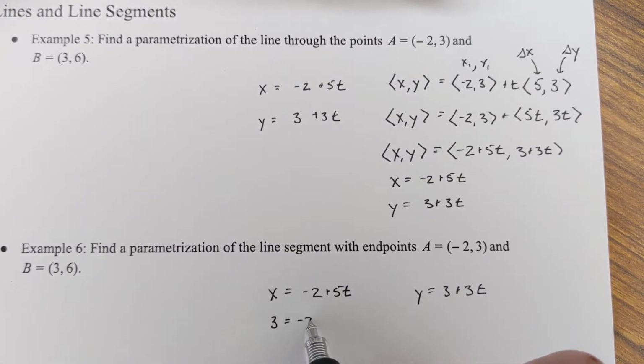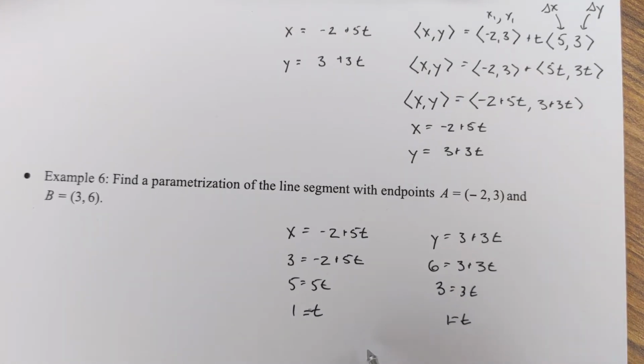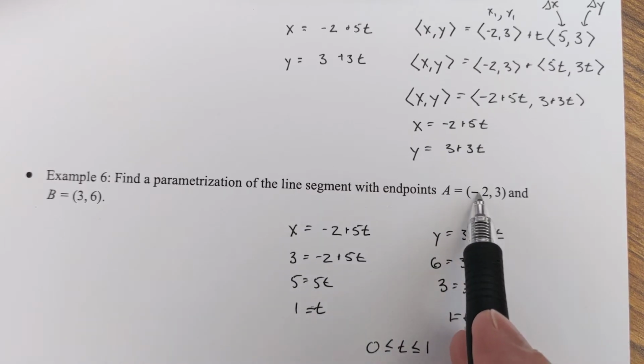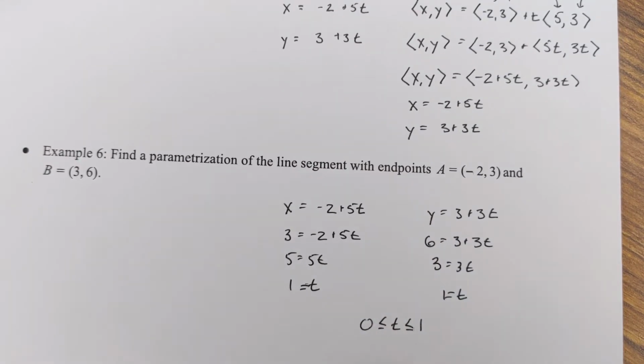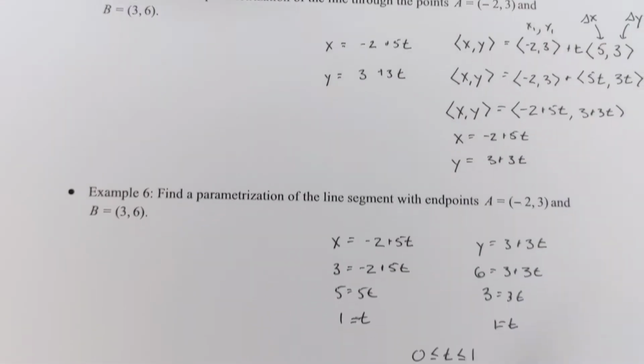So 3 equals -2 plus 5t, and 6 equals 3 plus 3t. So this is 5 equals 5t, t is 1. 3 equals 3t, t is 1. So this interval has to stay between 0 and 1. Zero is the start, so if I use 0, I'll always end up at A, and it goes up to 1. So the line segment has to have a restriction. A line will not, because t can take any values.